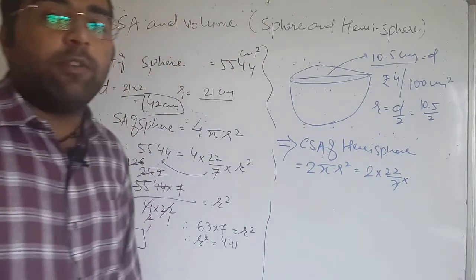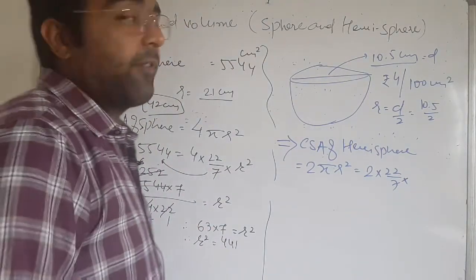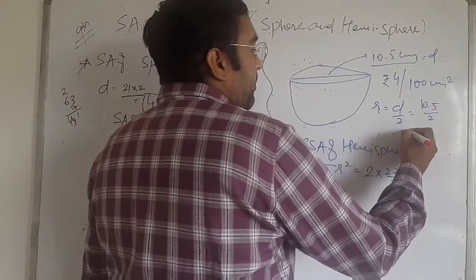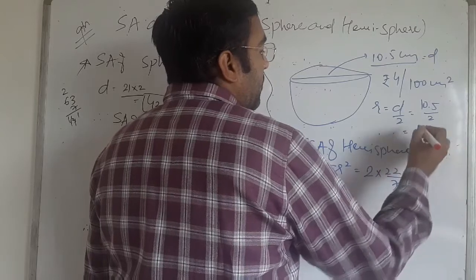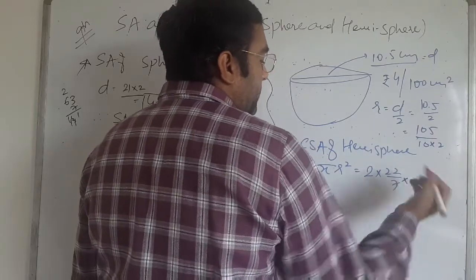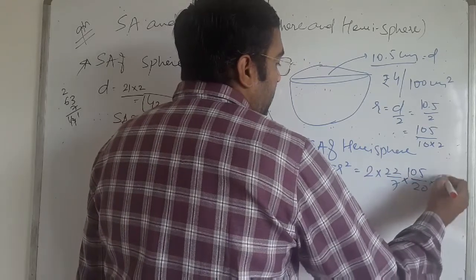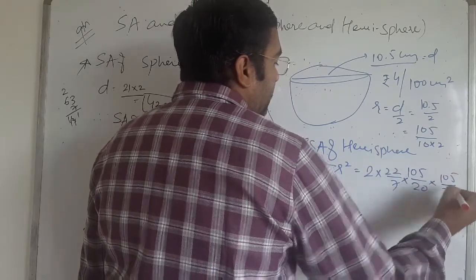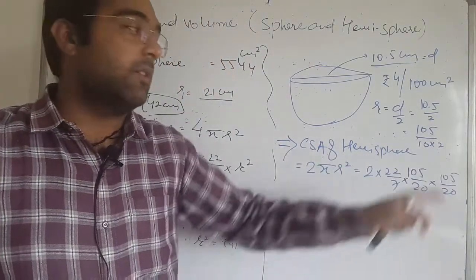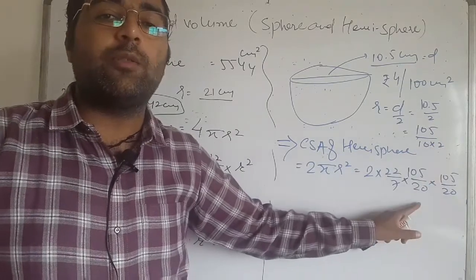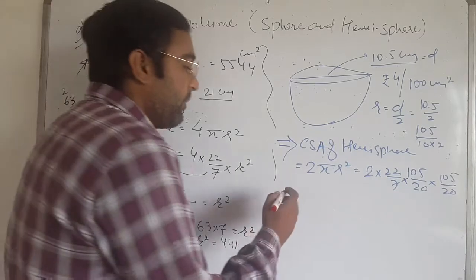Now we have to remove the point from them. So my radius is 105 by 10 into 2. Therefore I will write the radius as 105 by 20, into 105 by 20. Because in the base there is 10 into 2, so I write 20 here. So we have to calculate them.